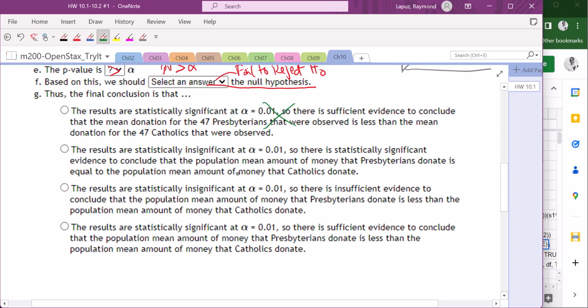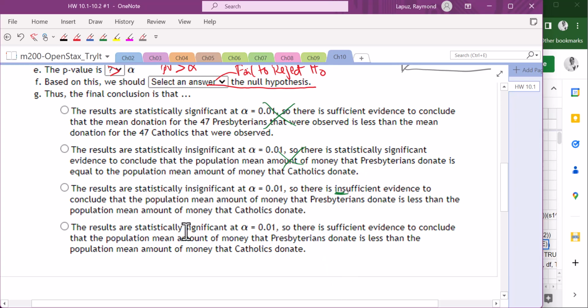We don't usually say, when we fail to reject, that we accept the null hypothesis. So I don't think we can make a statement about the null hypothesis in general. The third one: there's insufficient evidence, and here's the key word, insufficient, to conclude the claim that the Presbyterians donate less than the Catholics.